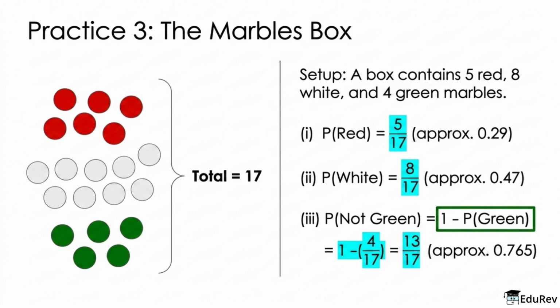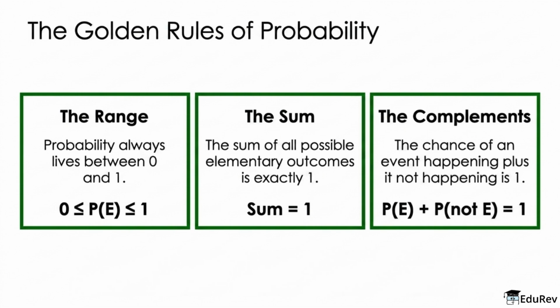Finally, to find the probability of drawing a marble that is not green, we use our complement rule. We take 1 minus the probability of green, which is 4 over 17. 1 minus 4 over 17 gives us our final answer of 13 over 17, or approximately 0.765. To wrap up today's lesson, let's review the fundamental laws that govern all of these equations.